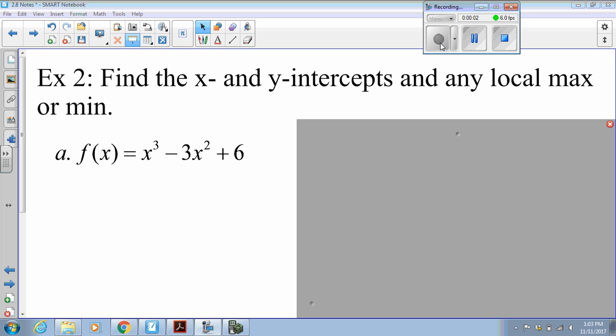So this is for 2.8. We're going to go over example 2, where you need to find the x and y intercepts and any local max or min. Now you're going to do this by using your graphing calculator. So we're going to do part A together.